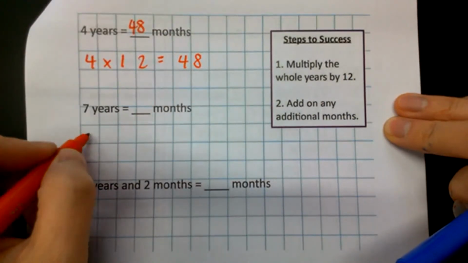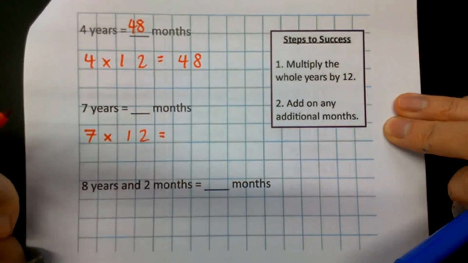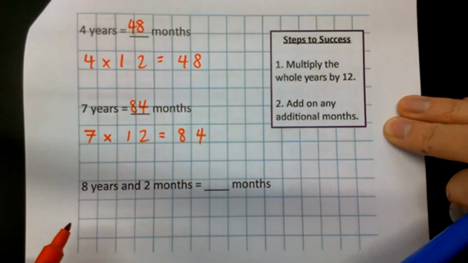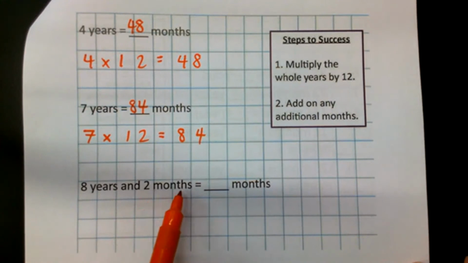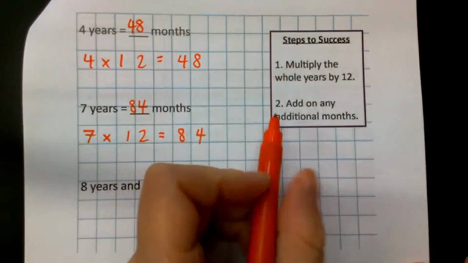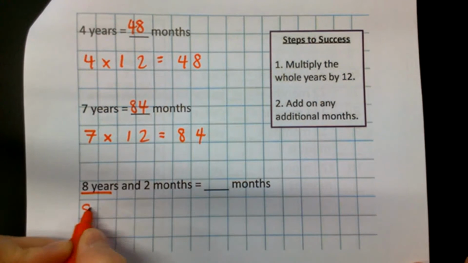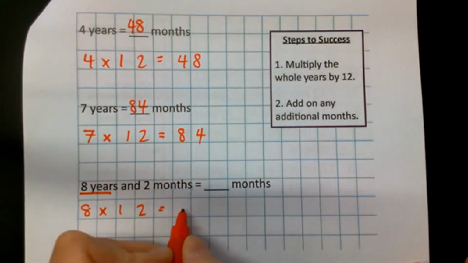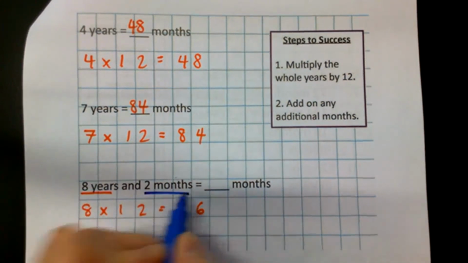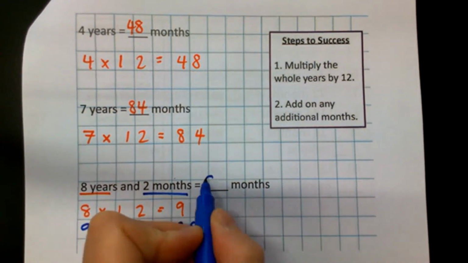What about this one? Tell me, what am I multiplying it by? Good, and the answer is? Good, 84. What about 8 years and 2 months? So our steps to success, which we've been doing, is multiplying the whole number of years by 12, and then our second step is to add on any additional months. So how many years do we have? Good, 8 times 12 equals 96. Now how many months do we have? 2, fantastic. So 96 plus 2 equals 98.